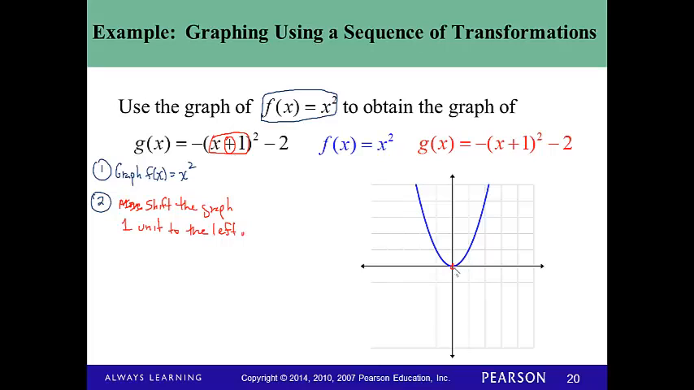So we're going to take this point, and we're going to shift it. So it was (0, 0), now it becomes (-1, 0). This one was (1, 1), now it becomes (0, 1), and so on. Just shift over 1 unit. So that's the first transformation.